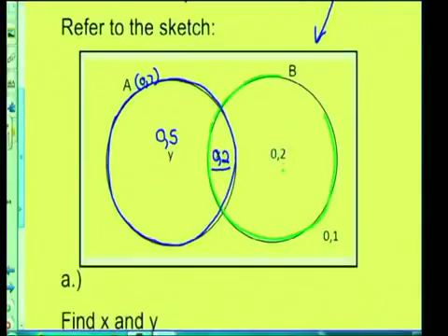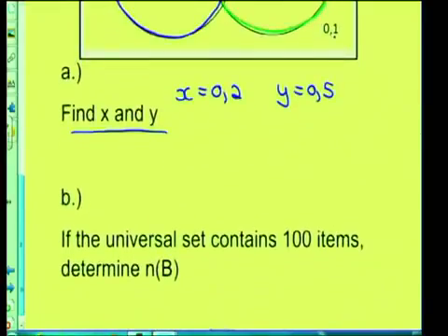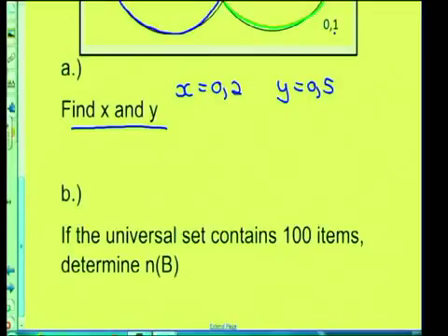Now we know that if we are right, everything in that square sample space must add up to 1. Let's see if it's true. Well, let's see. It's 0,2, 0,2, so it makes 0,4. Added to 0,5 makes 0,9. Added to 0,1 gives me 1. So yes, we are sure we're right. So the X was 0,2 and the Y was 0,5. Let's see what they ask us further. If the universal set contains 100 items, find out how many elements were in set B. Remember, N stands for number of elements.